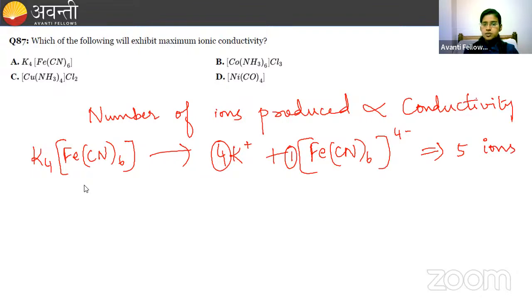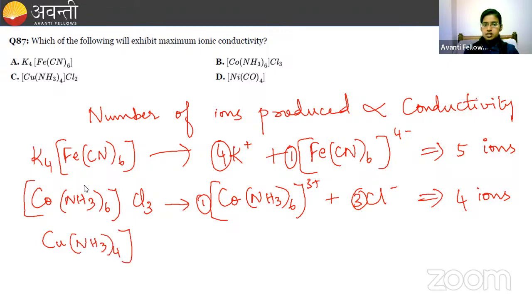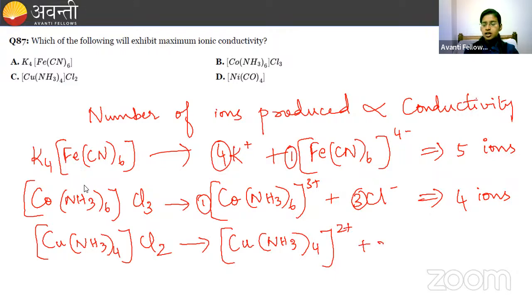In case of option B, we have [Co(NH3)6]Cl3. It will get dissociated as [Co(NH3)6] 3 plus and 3 Cl minus. So there is 1 cation and 3 anions, so the number of ions produced is 4. And in case of option C, [Cu(NH3)4]Cl2, I have [Cu(NH3)4] 2 plus and 2 Cl minus. So there is only 1 cation and 2 anions produced, so the total number of ions produced is 3 ions.